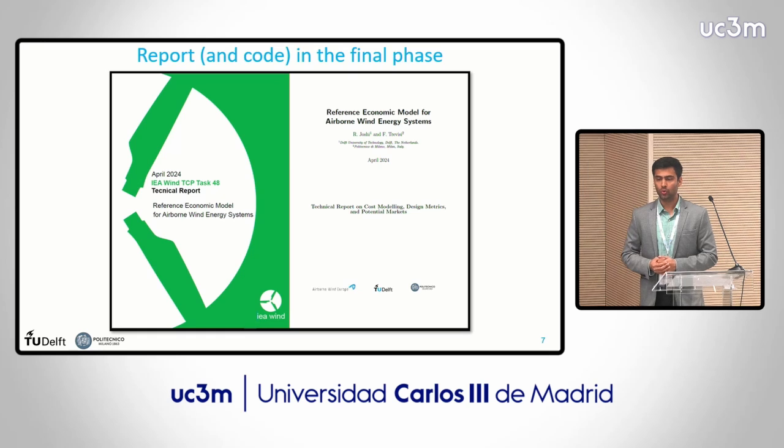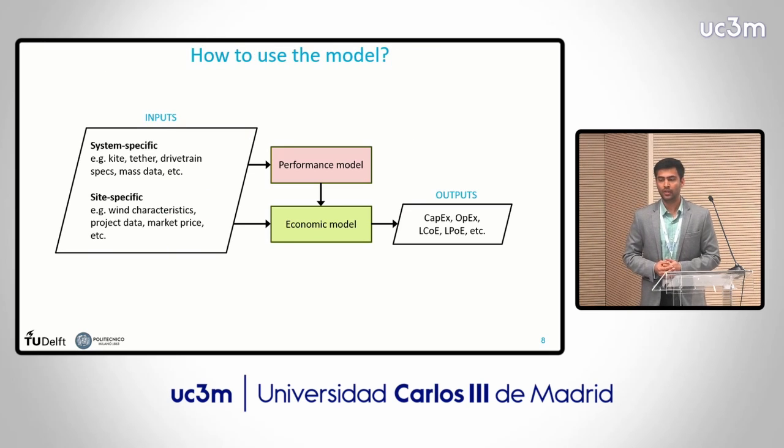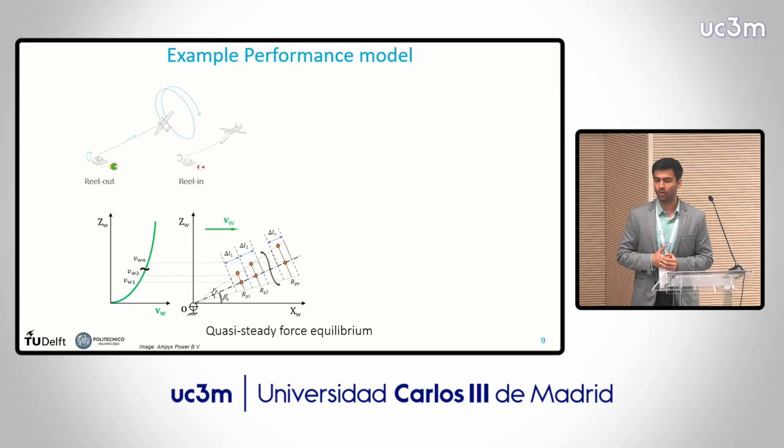And now, how to use the model. So I think it relates somewhat to what was just shown in the previous presentation, using the performance and the cost model together to get to some metrics that you can again use to change your design parameters and optimize your system. So what you need is some system specific inputs and some site specific inputs, and also coupled to a performance model. So the economic model has to be provided with performance data and system data. So I will show you an example of this.